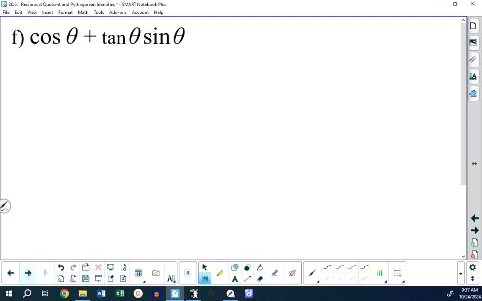Well, you know, I think we're going to be dealing with point 1 here, replacing everything with sines and cosines. And if you have fractions, bring them together. Because as soon as we change things to sine and cosine, we're going to have fractions.